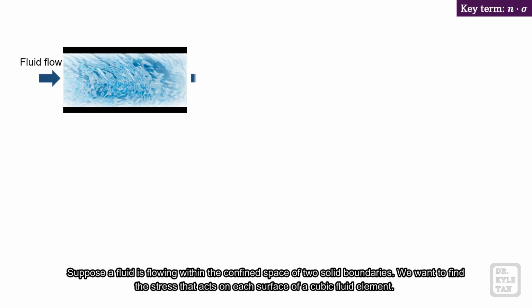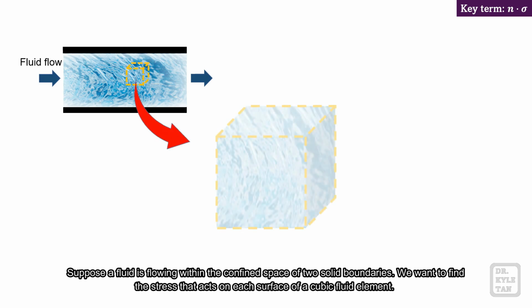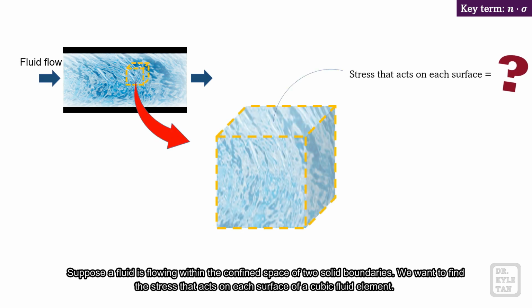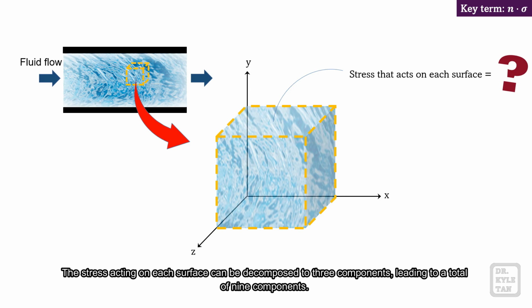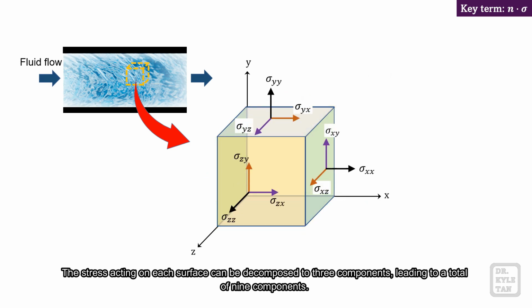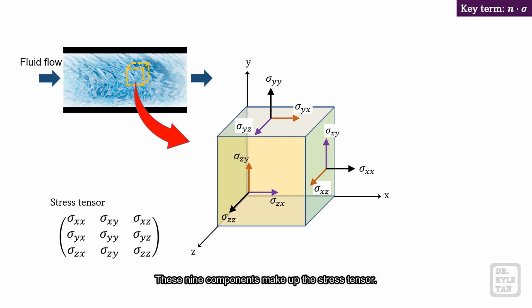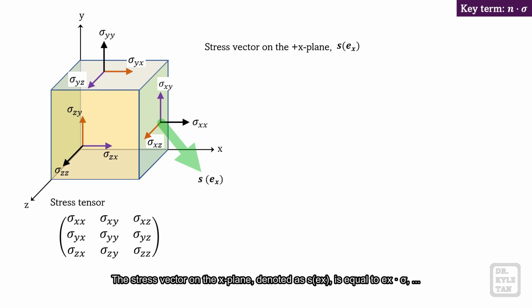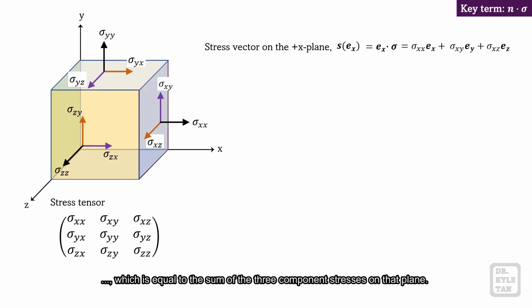Suppose the fluid is flowing within the confined space of two solid boundaries. We want to find the stress that acts on each surface of a cubic fluid element. The stress acting on each surface can be decomposed to 3 components, leading to a total of 9 components. These 9 components make up the stress tensor. The stress vector on the x-plane, denoted as Sx, is equal to ex dot sigma, which is equal to the sum of the 3 component stresses on that plane.